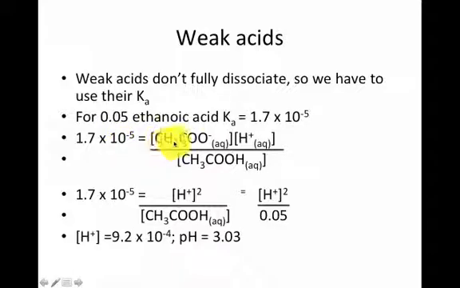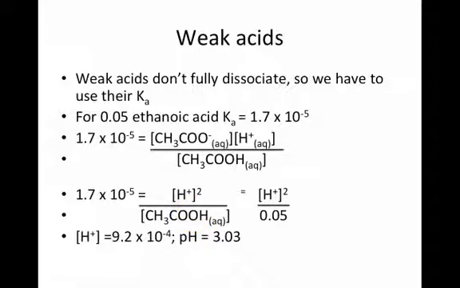Now, if our ethanoic acid is dissociating, we can assume that, well, we don't assume, it's true, that the concentration of H plus will be equal to the concentration of CH3COO minus, because they split up equally. For every mole of the H plus we get 1 mole of this. So we can just say that CH3COO minus equals H plus and substitute that in. So we get this equation. So we've got concentration of H plus squared over the concentration of ethanoic acid undissociated.